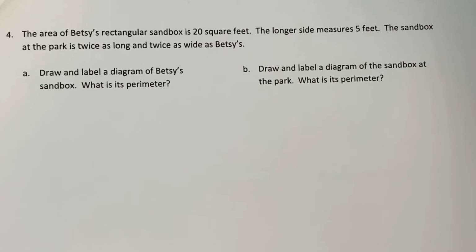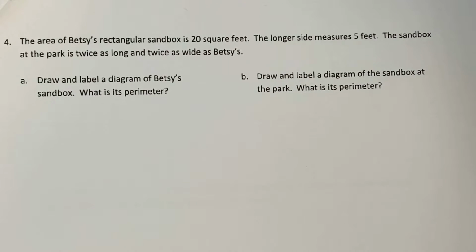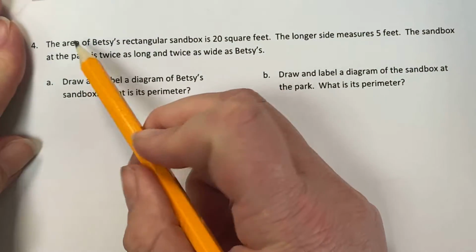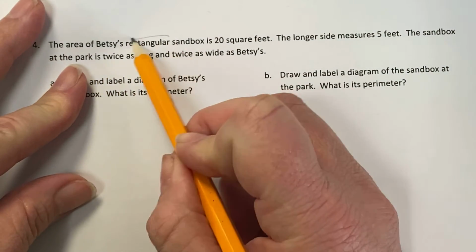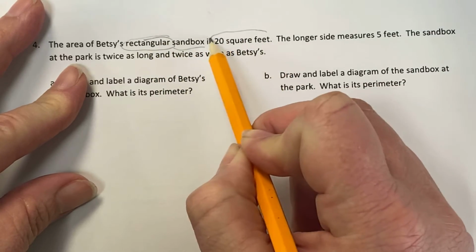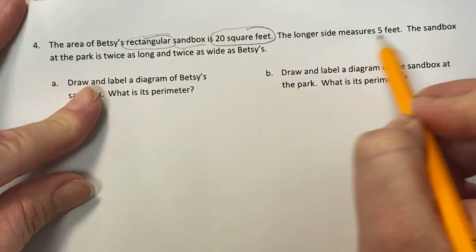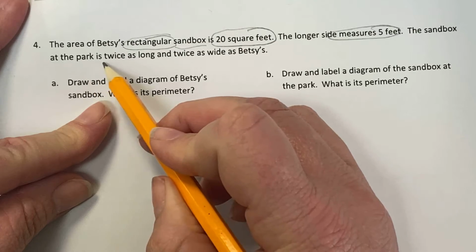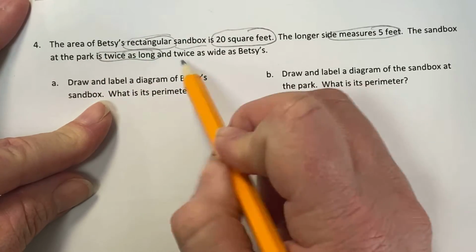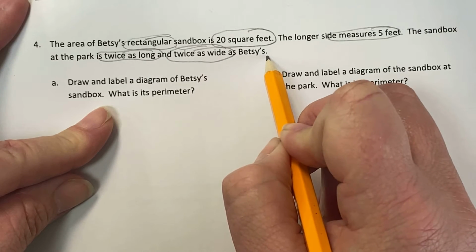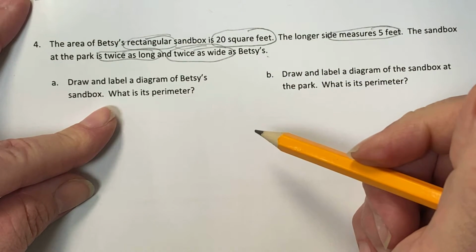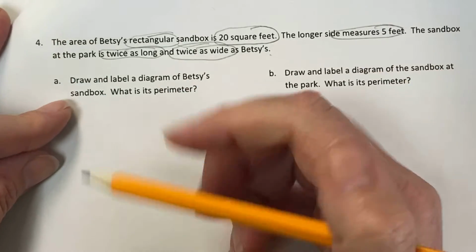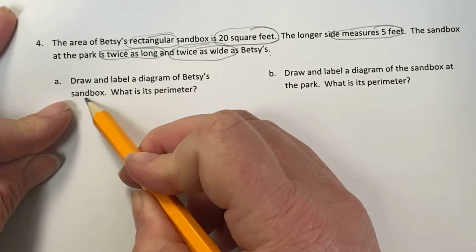So remember, our objective is to solve multiplication comparison word problems by applying the area and the perimeter formula. So we're going to read first. The area of Betsy's rectangular sandbox is 20 square feet. The longer side measures 5 feet. The sandbox at the park is twice as long and twice as wide as Betsy's. Boy, there's a lot of information there, so we're going to have to really think about this. Draw and label a diagram of Betsy's sandbox.